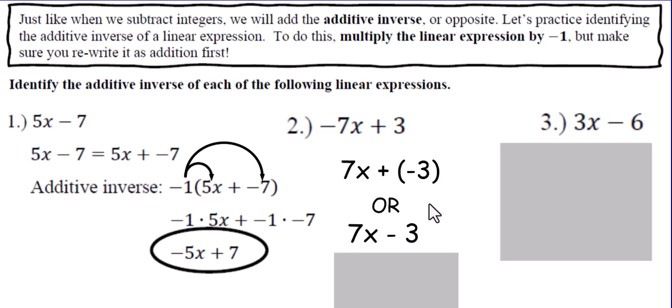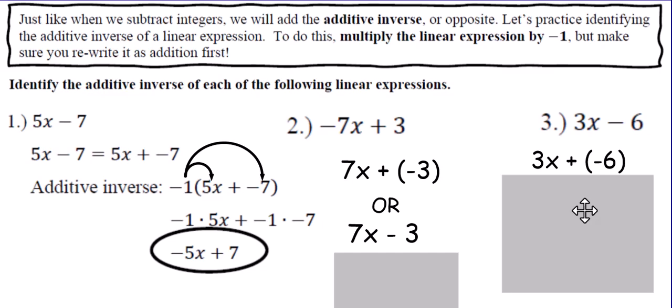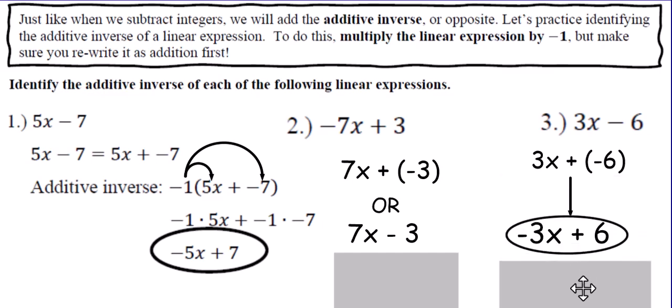Now, number 3, I did start by rewriting 3x minus 6 as 3x plus -6. And in order to write the additive inverse, I have to multiply each term by -1. And -1 times 3x is -3x. -1 times -6 is +6. So our additive inverse will be -3x plus 6. Again, it's the same as just making each of those terms their opposite.